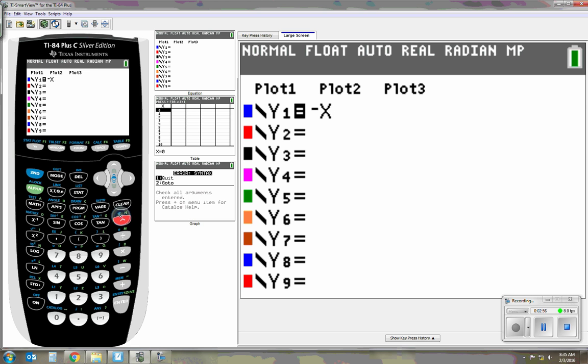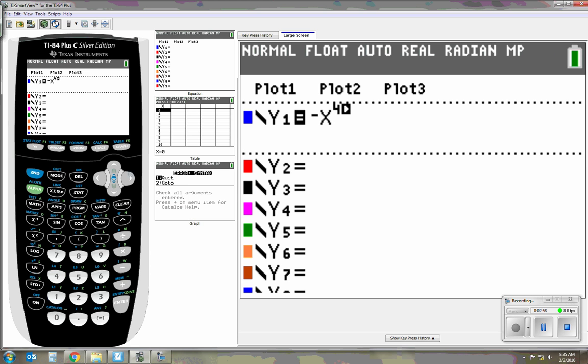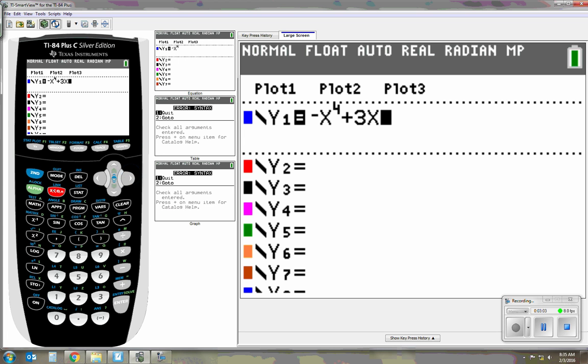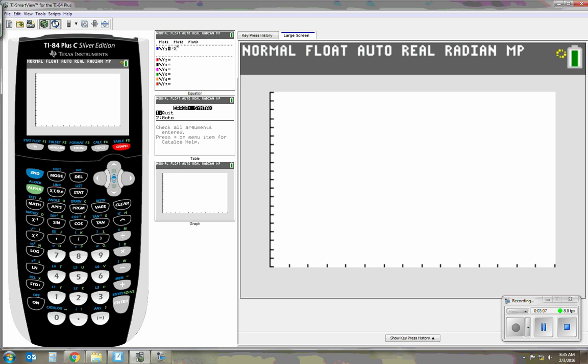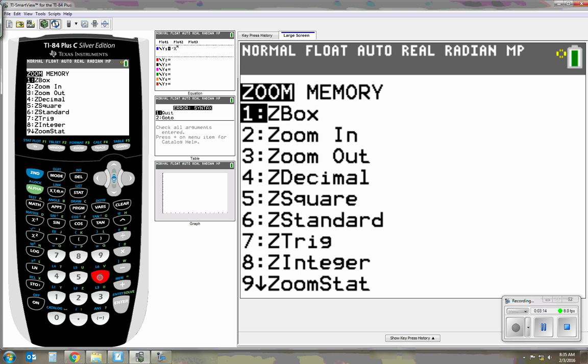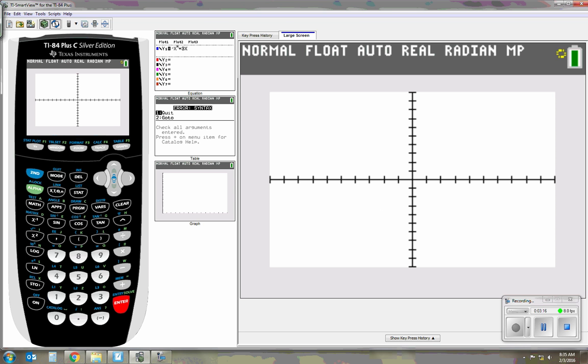-x to the 4th plus 3x. I'm going to graph. Okay? Make sure your window is set correctly. So I'm going to go back to my zoom standard. There we go. And now it should graph.